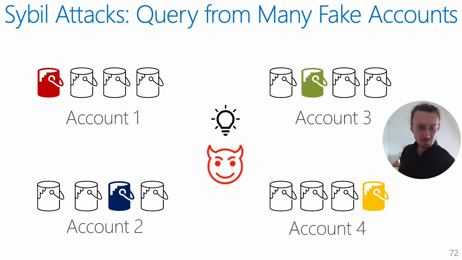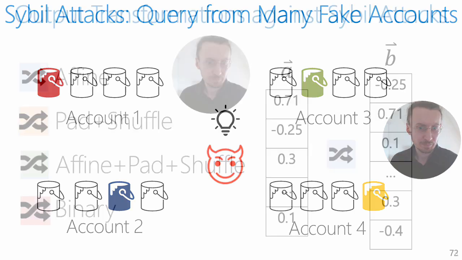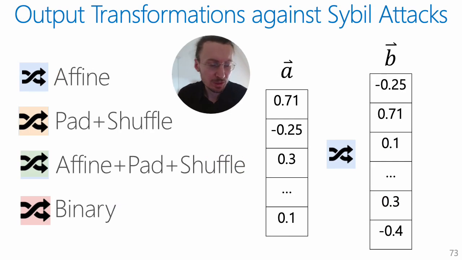So up to now we analyzed attackers that have just a single account. However, we also consider sybil attacks where an adversary generates many fake accounts to query the model from all of them. Here, per account, the adversary is indistinguishable from a legitimate user. So the question is how we can deal with such smart adversaries.